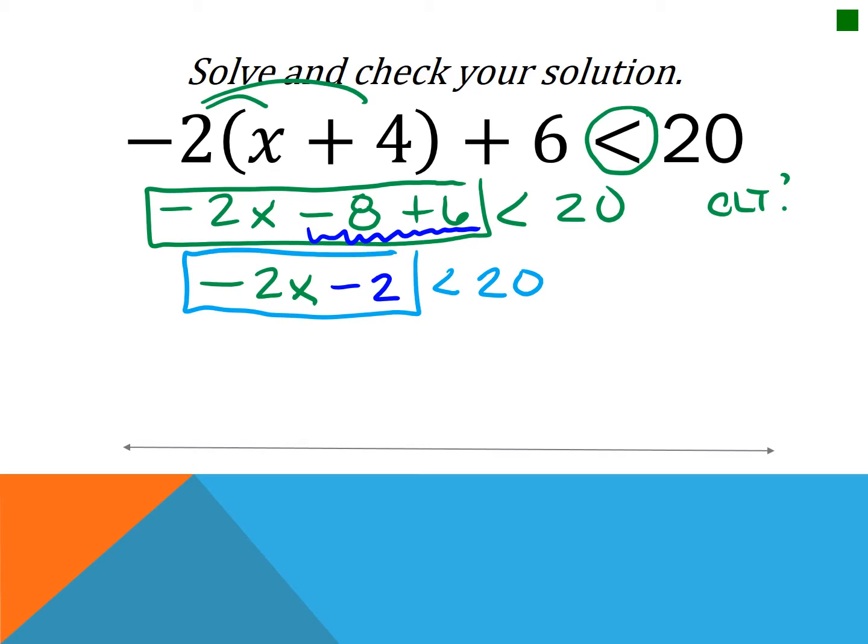Over here on the left-hand side is where my x is. See that minus sign? Yes, Mrs.